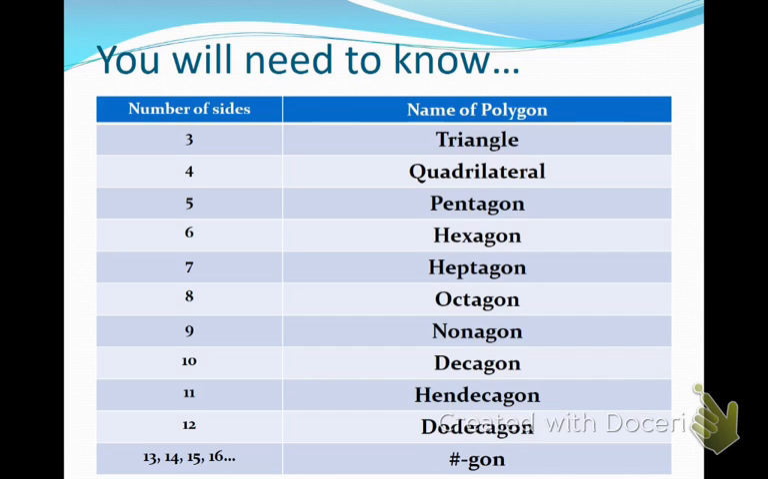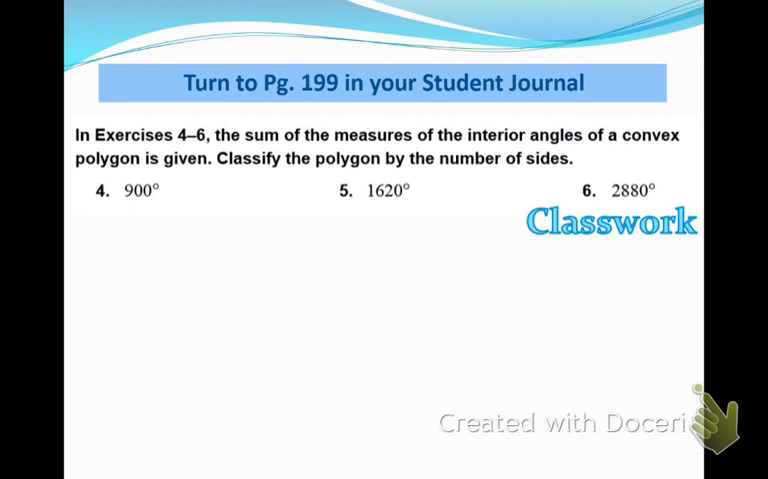So, that's it. We're going to go back, okay? I got a question. Let's do this first. You can ask me on the next slide. All right. So, the sum of the measures of the interior angles of a convex polygon is given. Classify the polygon by the number of sides. Whenever you see the word classify, it literally just means tell me the name of it. Okay? So, what is the general formula to find the interior angles? You just wrote it down. N minus 2 times 180. Okay, so.